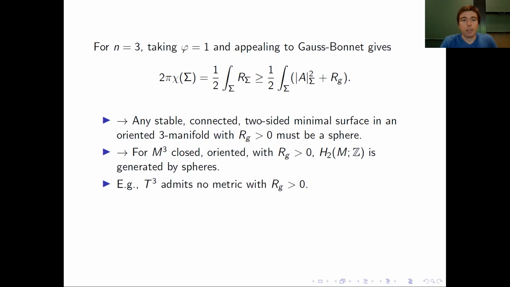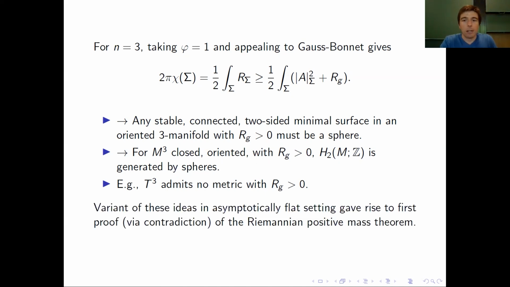And so, this, for instance, implies that T3 admits no metric of positive scalar curvature. Because on T3, any two-dimensional homology class is going to be dual to some two form represented by a wedge of two cohomologically non-trivial one forms. But that means these pull back to non-trivial one forms in your surface. So you can't be a two-sphere. Okay. So this is classic stuff from the 70s. All right, and variants of these ideas in the asymptotically flat setting give rise to the first proof of the Riemannian positive mass theorem by contradiction. Okay, and we'll come back to the positive mass theorem later in the talk.